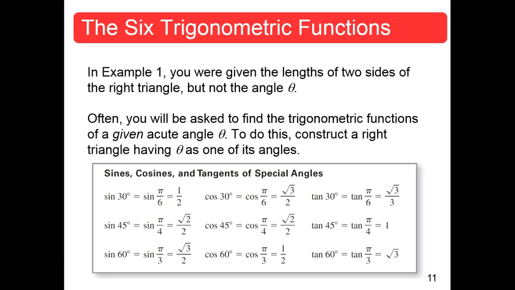These are example 1. Here we go. In example 1, you are given the lengths of two sides of a right triangle, but not the angle theta. Often you'll be asked to find the trigonometric functions of a given acute angle theta. To do this, construct a right triangle having theta as one of its angles, and then go to town with that.